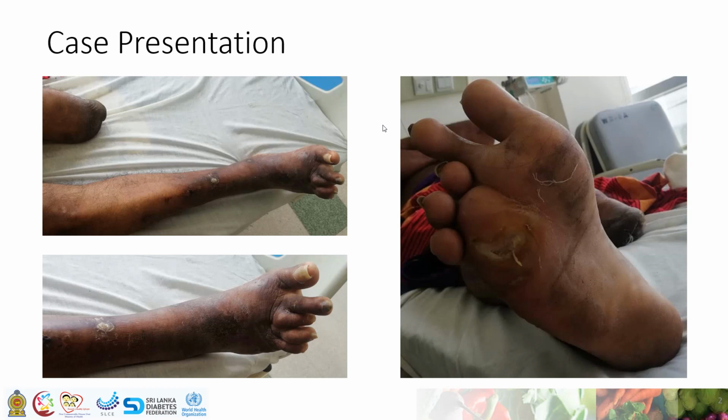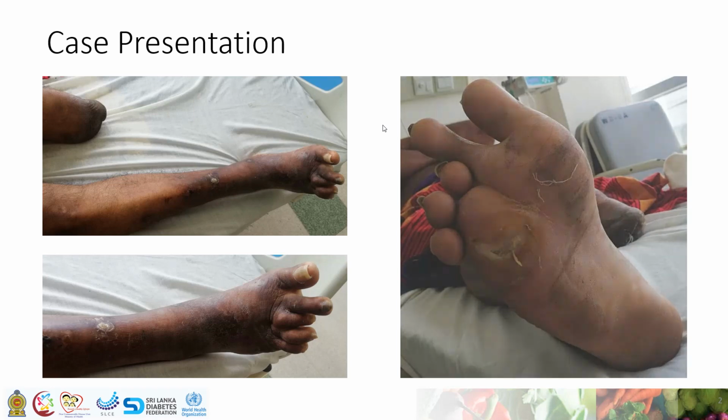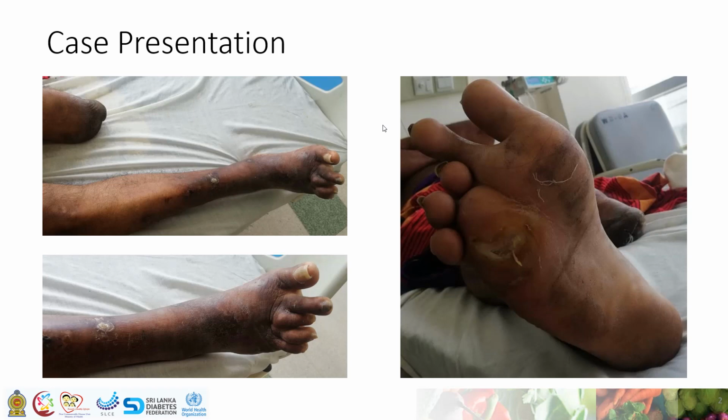Case presentation. A male with diabetes presented to our medical ward with chest pain and was diagnosed as having non-STEMI. You can see that he had a below-knee amputation on the left side. The right foot also has poor pulses, deformities, and neuropathy. Already there is an ulcer as shown in the picture.